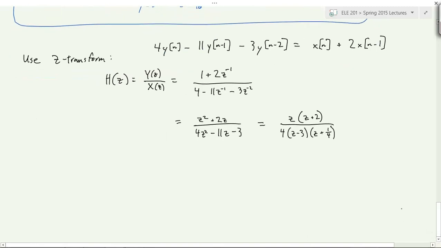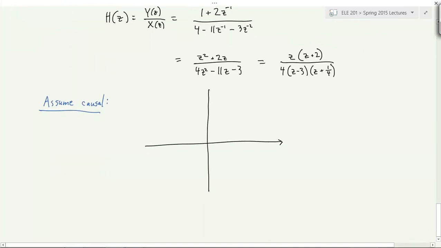Okay, so again, as before, we assume causal. So that's going to tell us which region of convergence we care about. And so here's the plot of the poles and zeros. So this tells us everything about our transfer function. Real part of z here, imaginary part of z here.